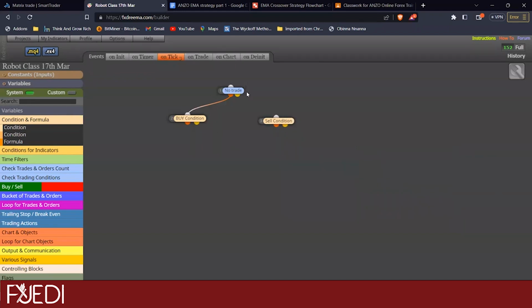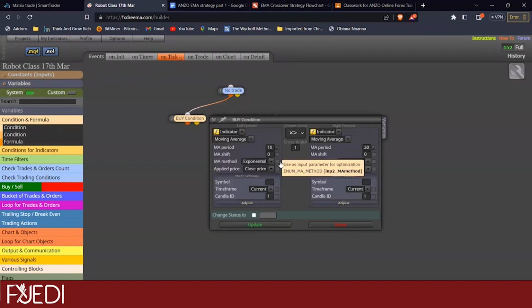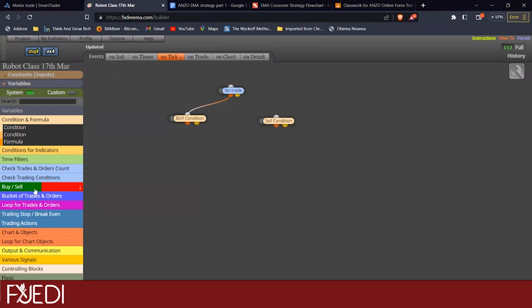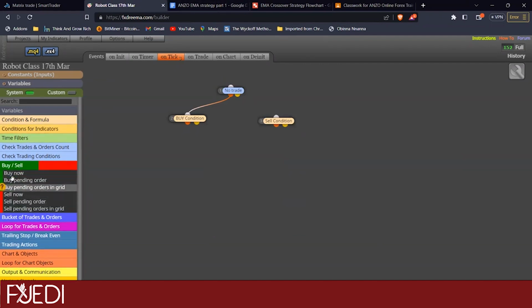I'll just close this. Now, remember what we did is we check no trade. If there are no trades, we set the buy condition. What is the buy condition? We check that the 10-period exponential moving average has crossed above the 20-period exponential moving average. If that condition is met, what do we want to do? We want to buy, because that's what our strategy says. So you come down to here that says buy and sell and just select buy now. Now we selected buy now.